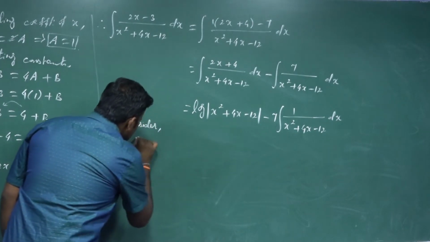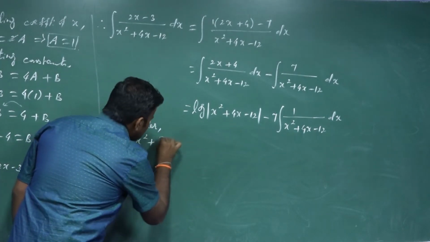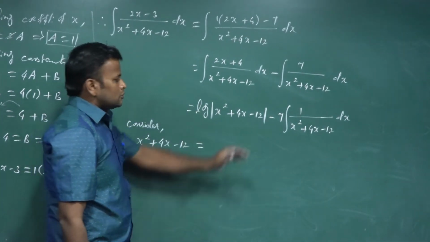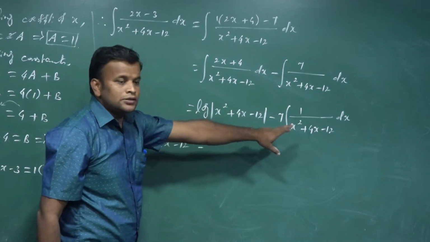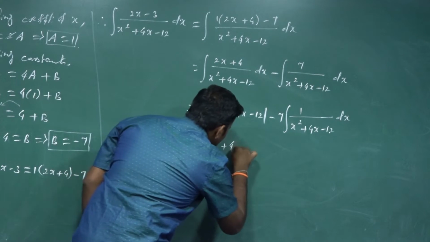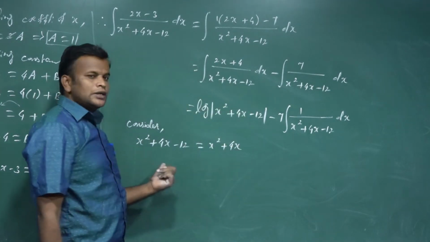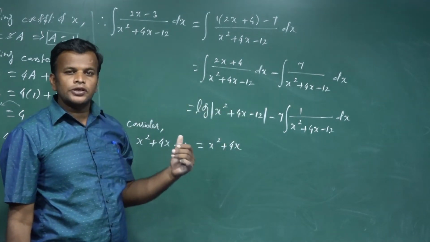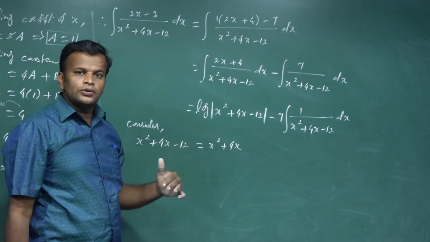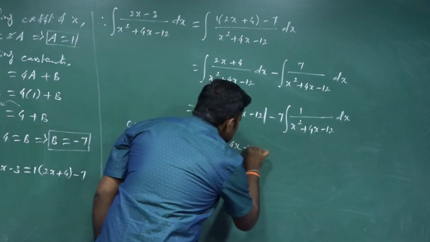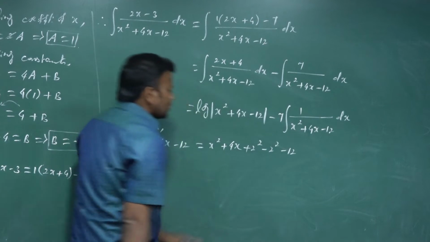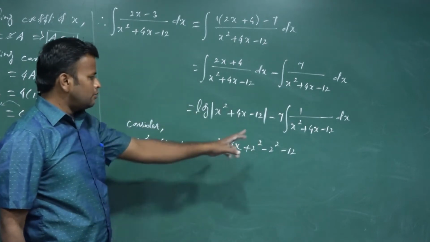Consider x square plus 4x minus 12. So we leave it as it is. Next, what is the working rule? X square plus 4x. Just we add and separate coefficient of x by 2 the whole square. Coefficient of x is 4, 4 by 2 is 2. So add and separate 2 square. Plus 2 square minus 2 square. Already minus 12 is there.